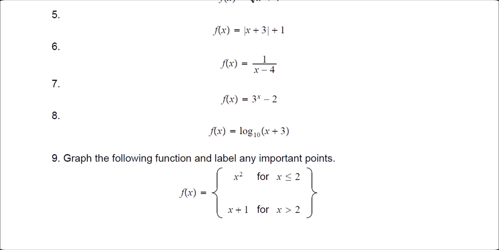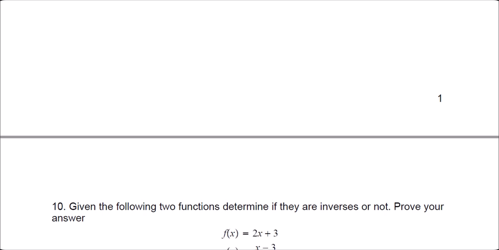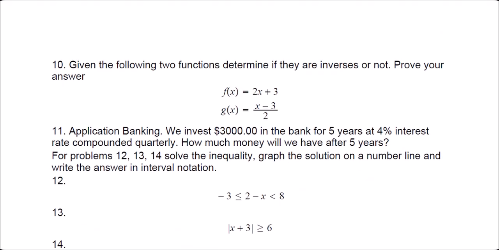In question 9, we're going to graph a piecewise defined function. And again, you're going to label especially what happens at the transition points. All right. Question 10, you are given two functions, and you're going to determine whether they are inverses or not. And you can't just say yes, they are, no, they're not. You have to prove that they are or they are not.